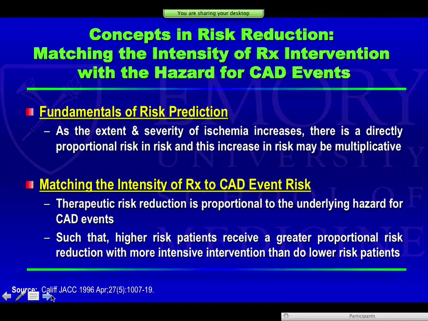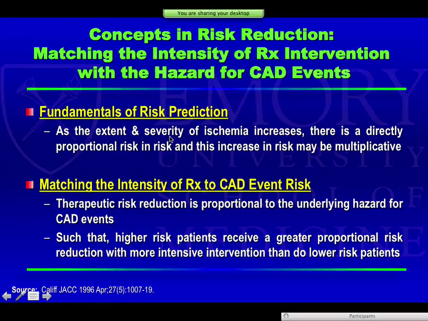Before we get into the concepts in terms of clinical, I'm going to spend the next few slides talking about trial design and how we actually think about trial design. So first of all, you need to understand the concept of risk reduction and how you actually match the intensity of the therapeutic intervention with the hazard for cardiovascular events. So there are fundamentals of risk prediction. In this case, as the extent and severity of ischemia increase, there's a directly proportional relationship to risk, and I'll illustrate this on some slides in the next few slides.